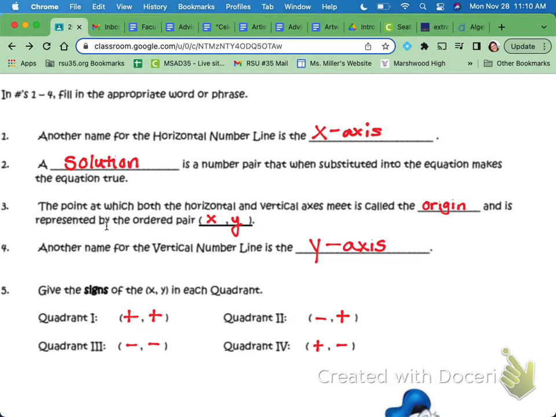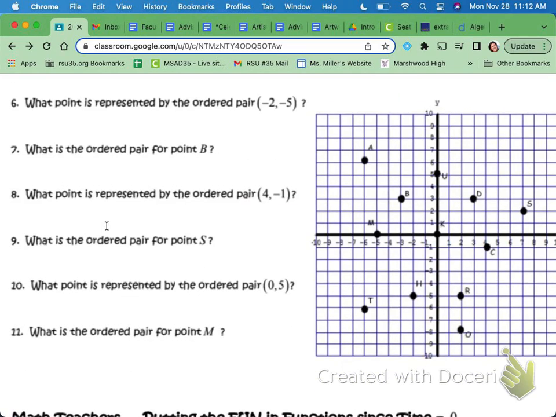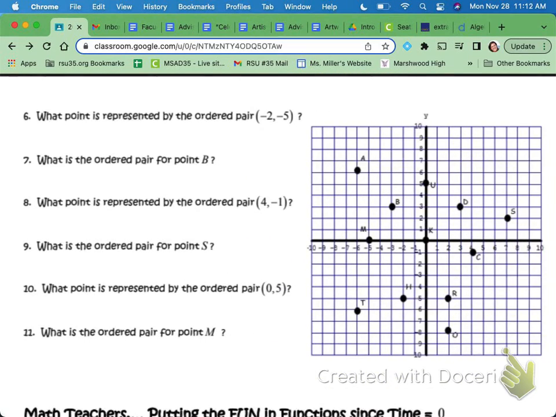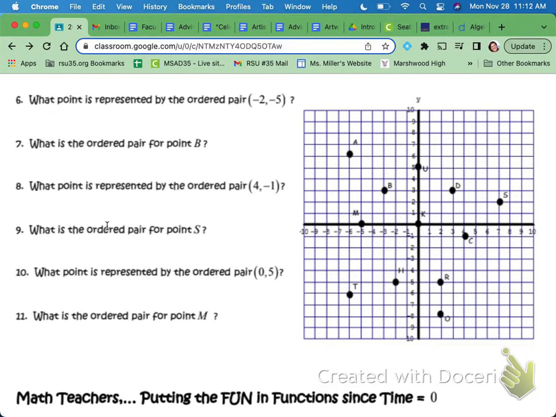Okay. All right, can we do it in reverse? All right, everybody's okay? So which point is represented by the ordered pair (-2, -5)? (-2, -5) is matching up with H. Yes. Okay, guys, quiet, please. So -2 means I'm going to move to the left 2, and I'm going to go down 5, plops me at H.